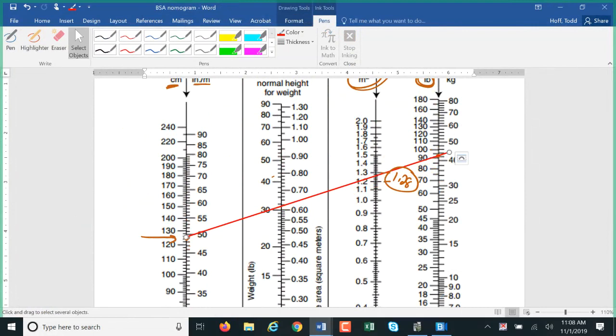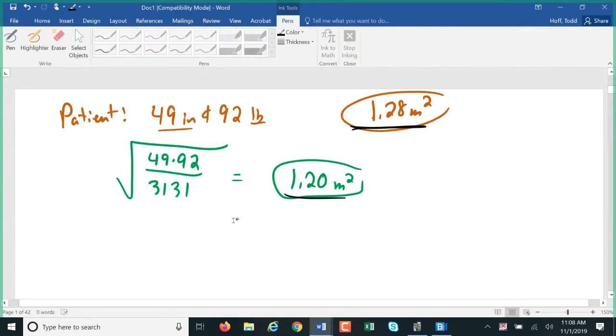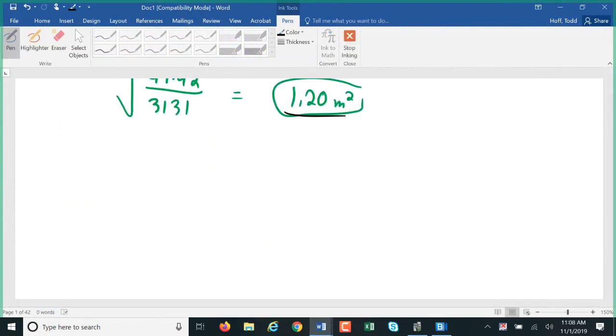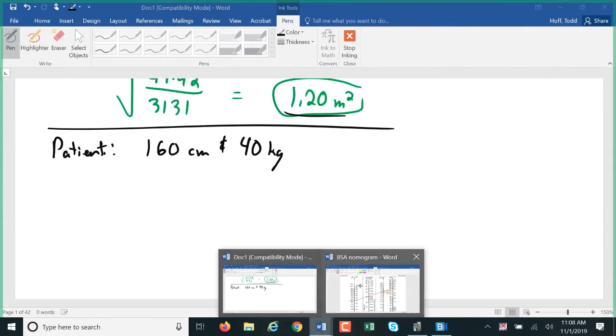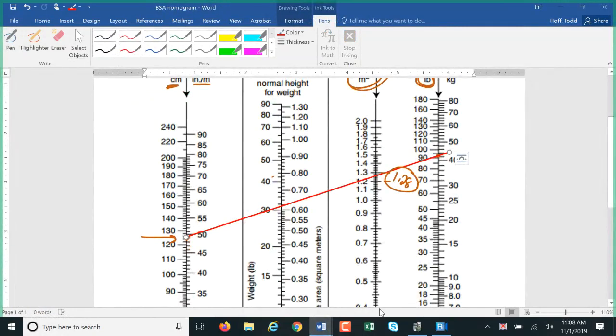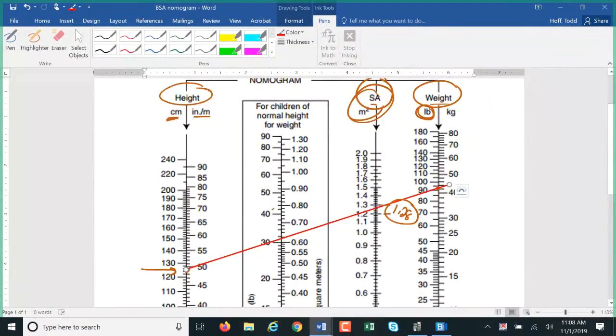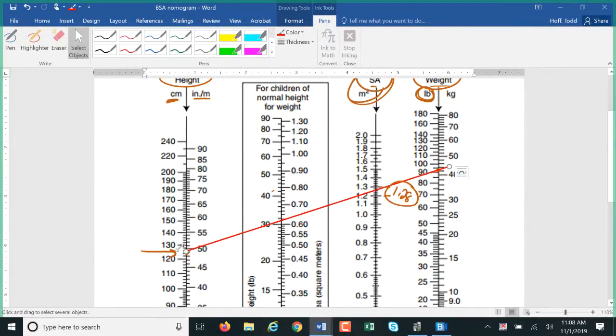Let's do another example here using metric measurements for the nomogram. So let's say we have a patient who is 160 centimeters and 40 kilograms. So over here, 160 centimeters. Centimeters are on the left side, so I'm going to move my line up here to 160, right about there.